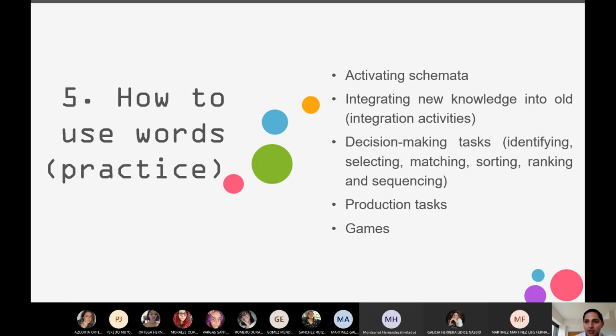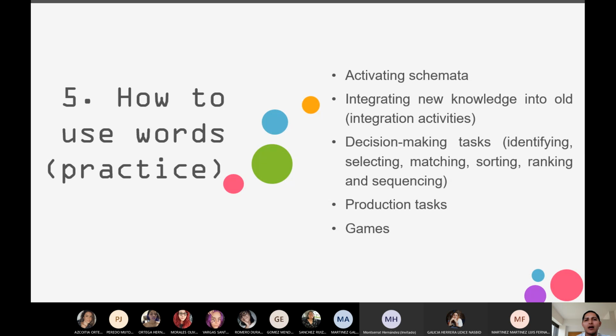Now, integrating new knowledge into all integration activities. After the warm-up, you have a presentation, but then you have a lead-in, okay? So that previous knowledge can be linked with the new knowledge, with the new words. You can also employ decision-making tasks, such as identifying words in text, selecting words, matching words and meaning, sorting, ranking, and sequencing.